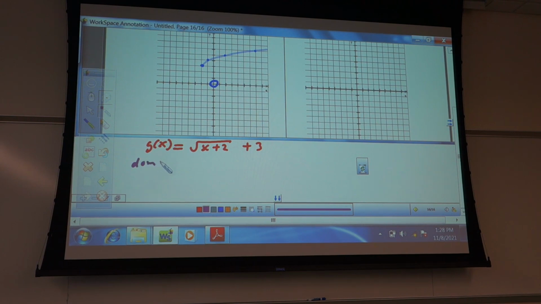Yes. Domain. So that's my left, right. How far left does this go? Negative 2. How far right does it go? Infinity. You can never equal infinity. Can I equal -2? Yes. Okay, good. Range. What's the lowest I go? 3. What's the highest I go? Infinity. Can I equal 3? Yes. Okay.